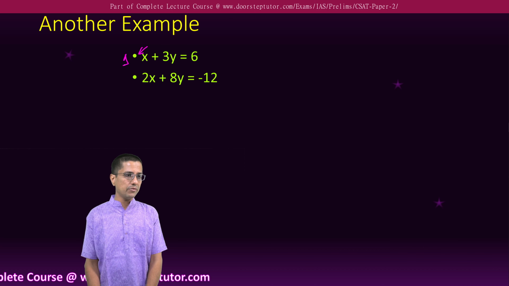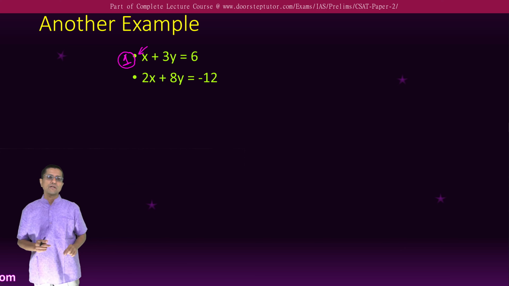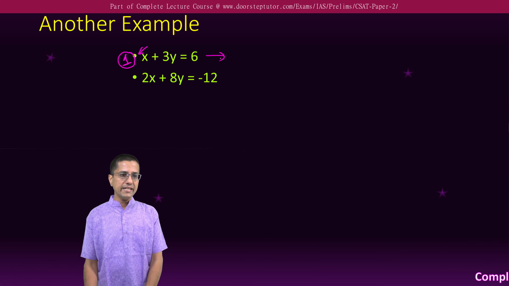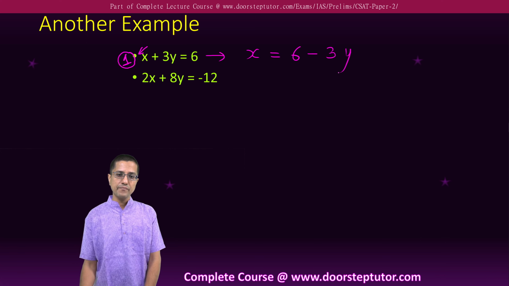If the coefficient of one of the variables in one of the equations is equal to 1, then use substitution. In that case, always use substitution. Why? Because in this case we can simply write x is equal to 6. This 3y we will take on the other side, so this will become minus 3y.